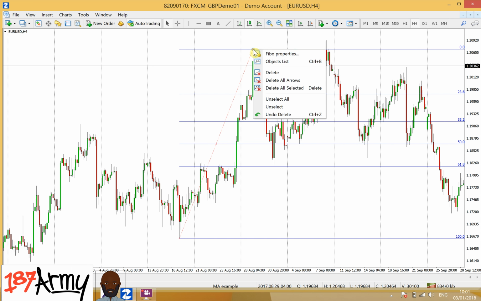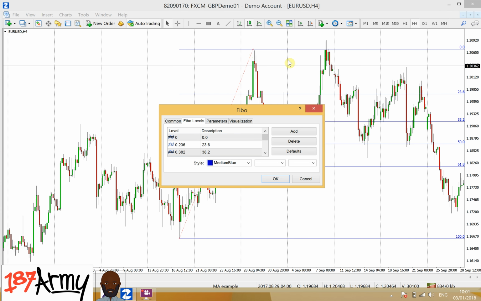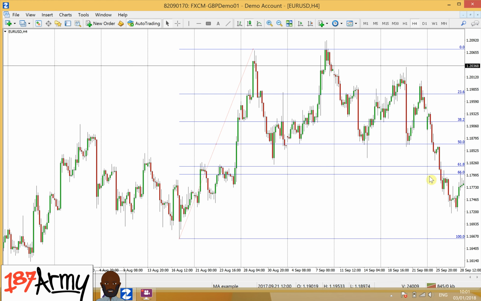So you right click, Fibo properties, and you press add. You press 0.66 and then double click on this part here, the description, and then press 66.0, press OK, and press OK again. Now you've got the extra line there.